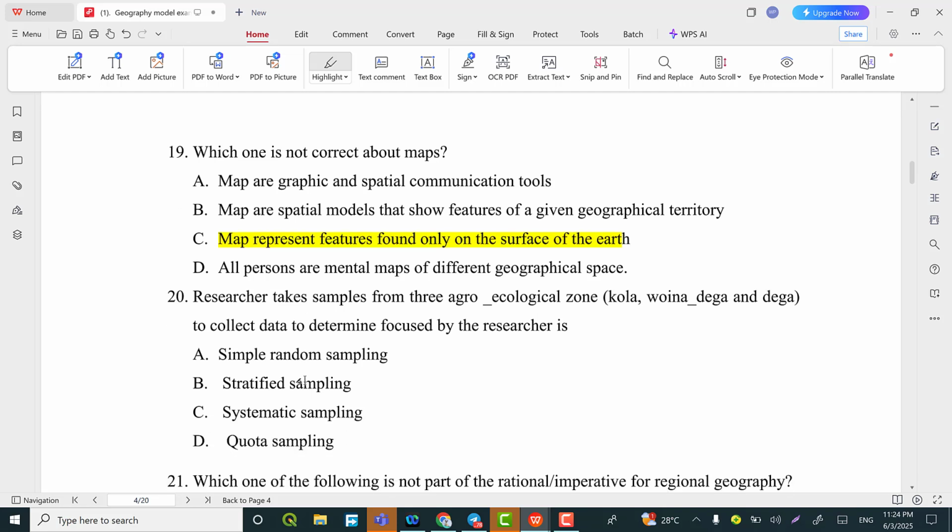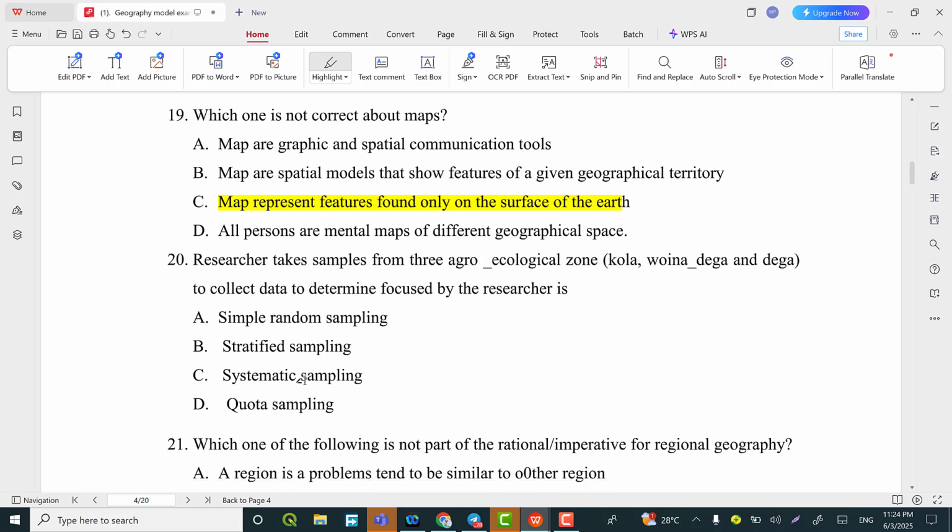Question number 20. This is a question mainly from the research methodology course. A researcher takes samples from three agroecological zones like Kolla, Woina Dega, and Dega to collect data. The sampling technique used by the researcher is A. Simple random sampling, B. Stratified sampling, C. Systematic sampling, D. Quota sampling.